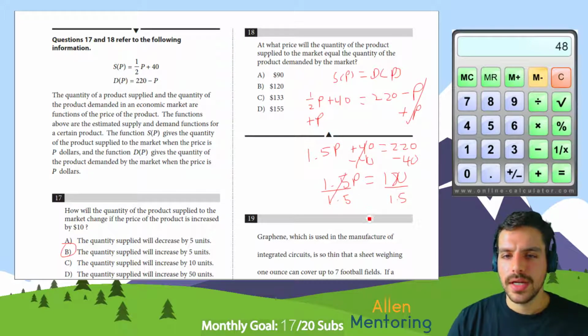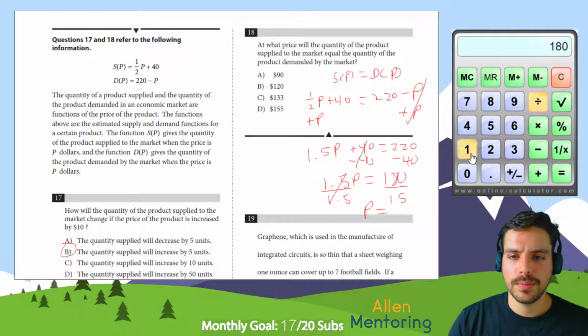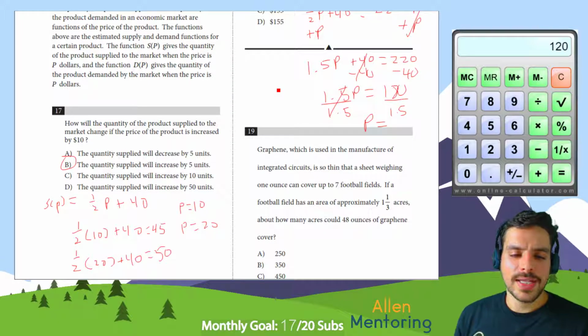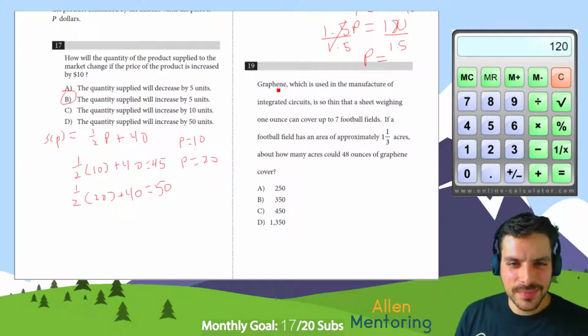All right, and so now P is equal to 180 divided by 1.5. That is equal to 120. Boom. Awesome. So as I said, we're going to take a little break here on number 18.